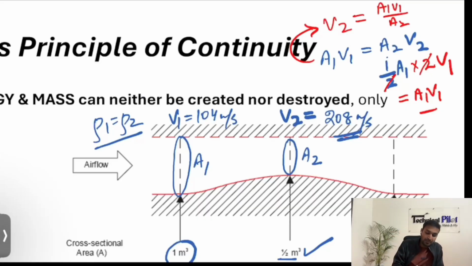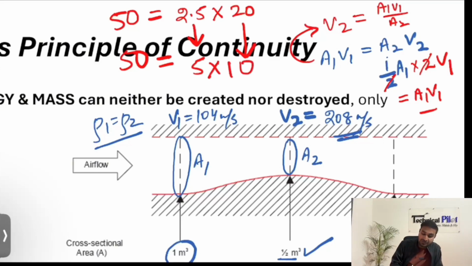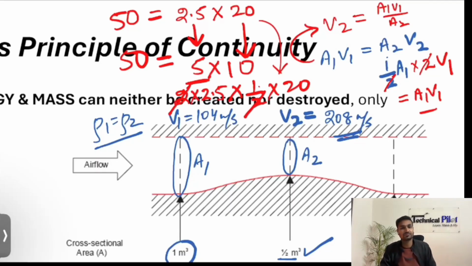I said my product should be 50, so 2.5 into 20 gives me 50. Everyone agree? I am saying I still need the product 50, but I double this value. What will happen to this value? It will decrease by half. Why half? Because the first one is doubled. The first one is what? 2 into 2.5. So you must make the second value half of 20, so that this 2 will cancel out. Understand the point? Everyone?